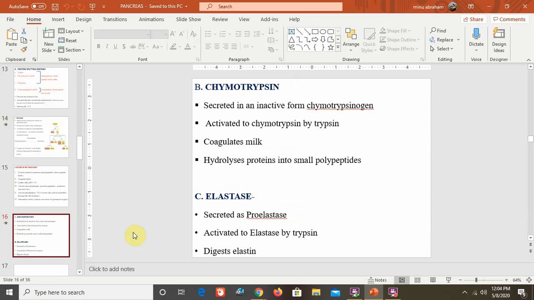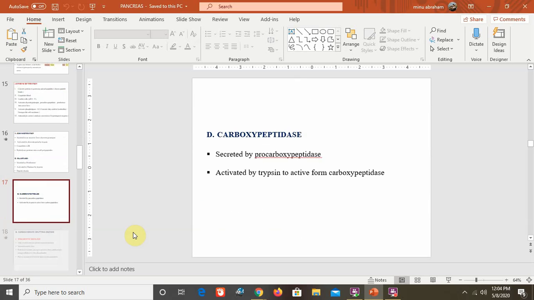And the main function of this chymotrypsin is it helps in the coagulation of milk, as well as it hydrolyzes proteins into small polypeptides. Coming to the third enzyme, elastase. Again, elastase is secreted as proelastase, which is an inactive form, and it is converted into an active form, that is elastase, by trypsin. And the main function of elastase is it again digests elastin.